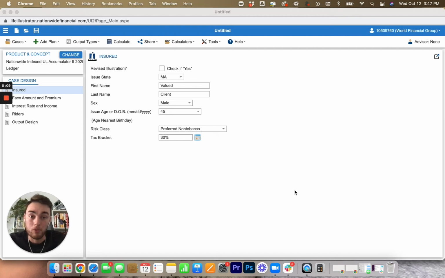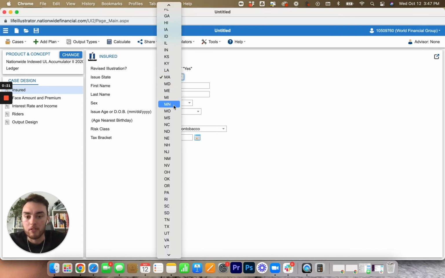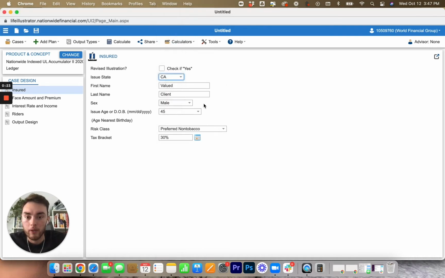All right, everybody, I'm super excited for this. We are going to be exposing the fees of the IUL. So first, let's go ahead and structure this IUL so that we can show you how we come up with these fees. So let's just say that we have somebody who lives in California.